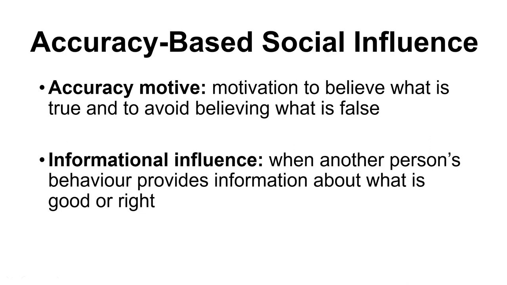So kind of like normative influence where we made our decisions based on what everyone else is doing. Here, informational influence is when another person's behavior provides information about what is good or right. So this could be if you're around a friend group and they all have similar opinions on a particular topic, especially if there's lots of information to back up those opinions, you are more inclined to then agree with that opinion.